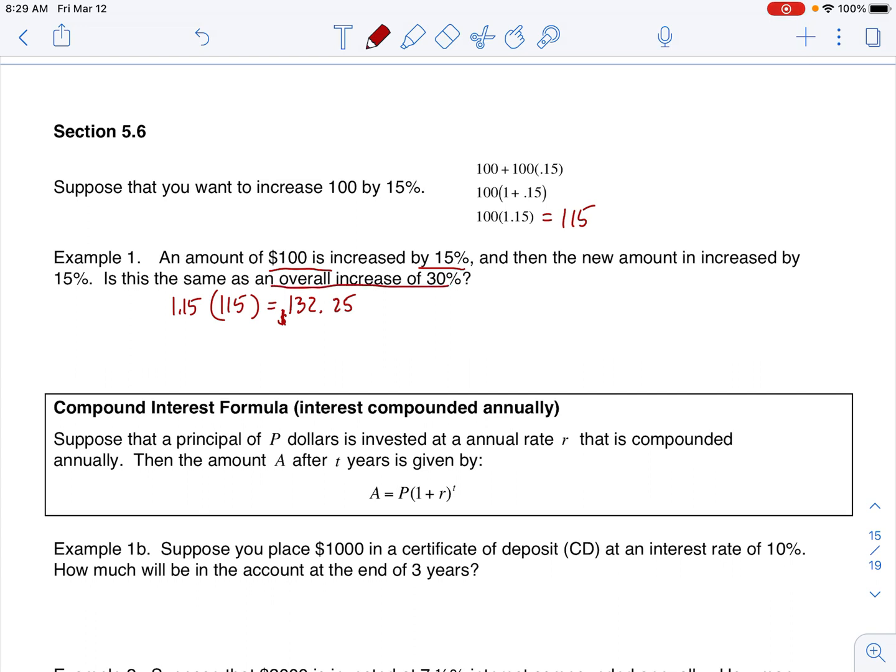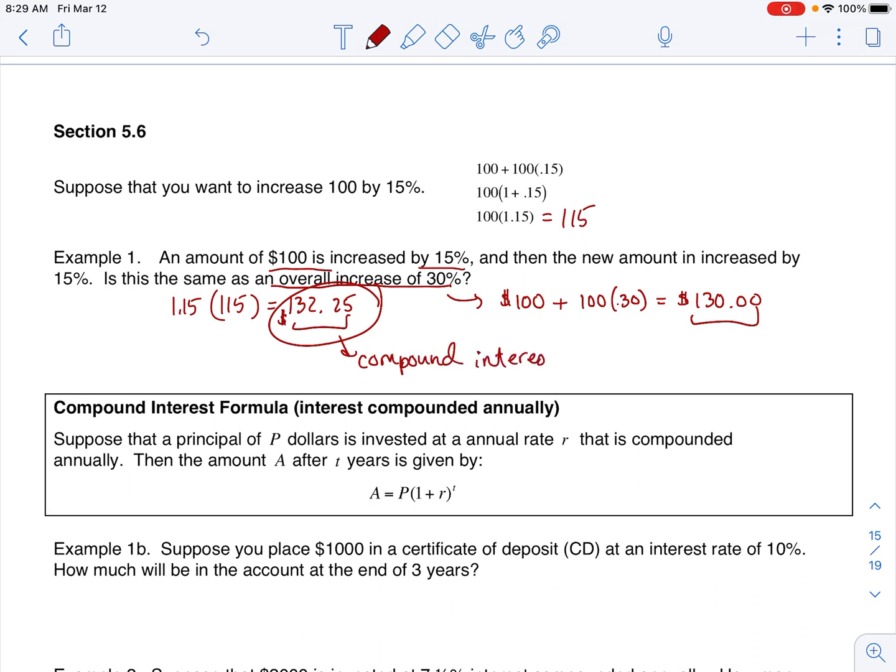Is this the same as an overall increase of 30%? So let's see what that would mean. If I had an overall increase of 30%, that would be the original $100 plus 100 times a 30% increase, which ends up just giving us $130 when you multiply this out. And so which one is bigger? Obviously this one. So this is what we call compound interest versus just a one-time interest of 30%.